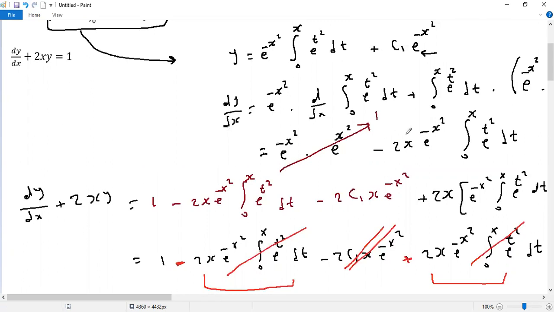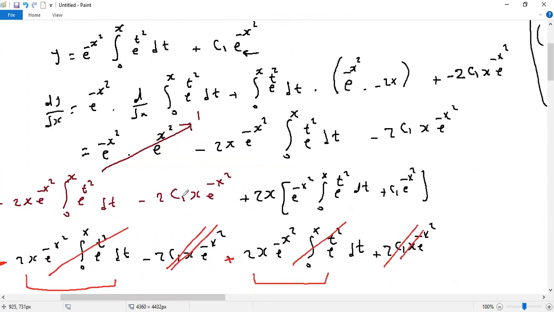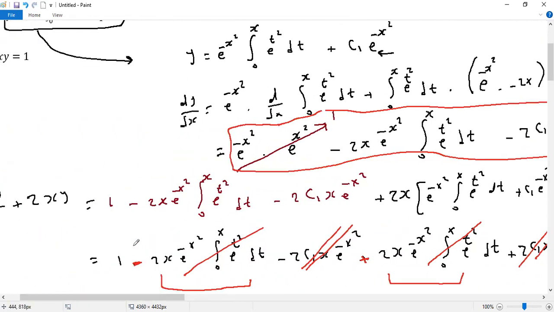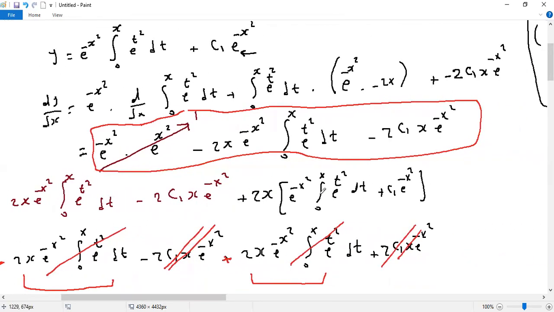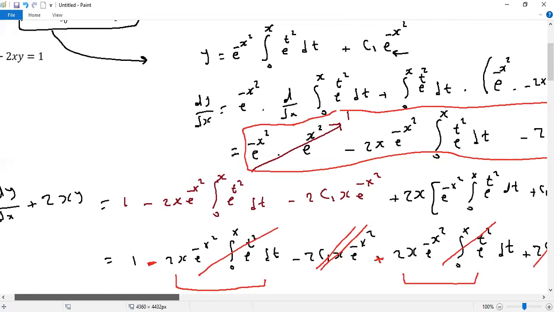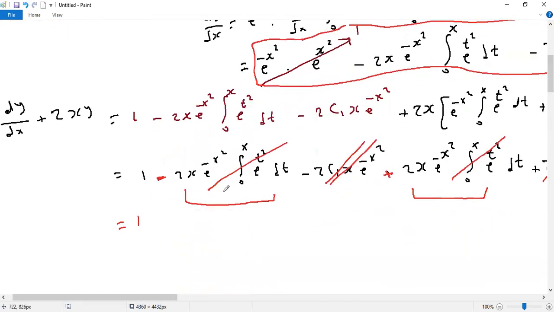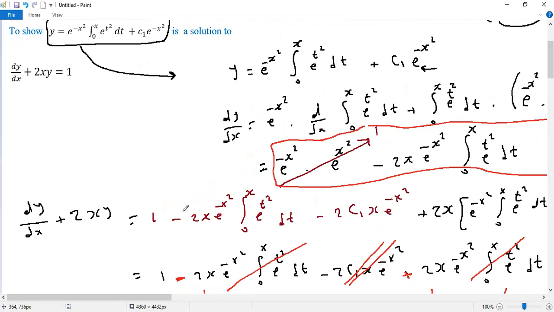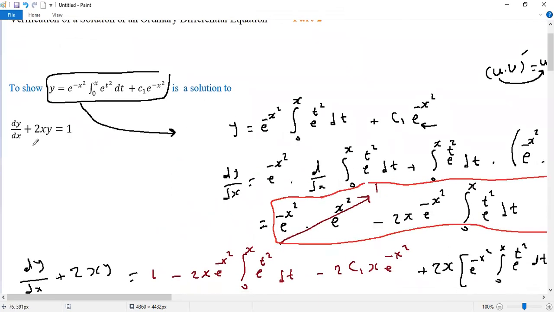See, this is the dy/dx. So replace here the dy/dx, which is the first one, 1 minus 2x e to the minus x squared times the integral, and plus 2xy, and the sum here is equal to 1. The answer here is equal to 1. So that means this y is a solution. That means the given y is a solution to this differential equation, dy/dx plus 2xy equals 1.